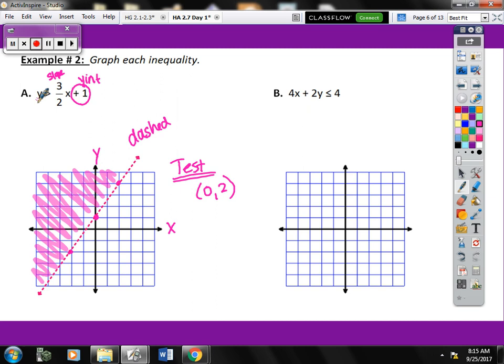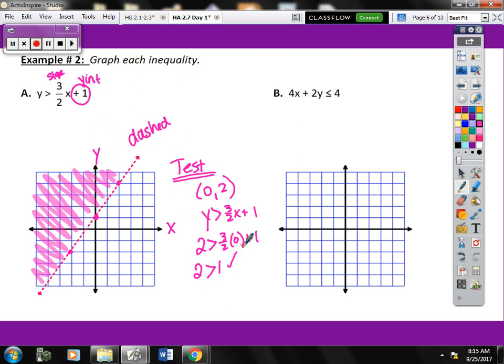Plug that back into our original. So we'll have 2 is greater than 3/2 times 0 plus 1. See how it's nice to plug in a 0? Because that way you don't have to do stuff with fractions. 0 times 3/2 is 0 plus 1. We get 2 is greater than 1, which is true.